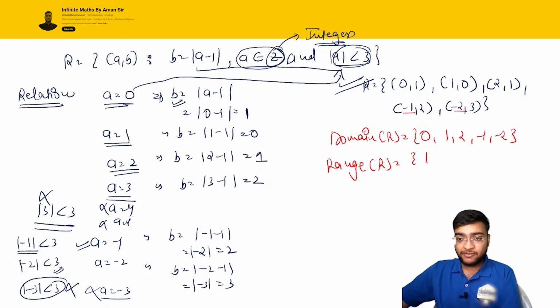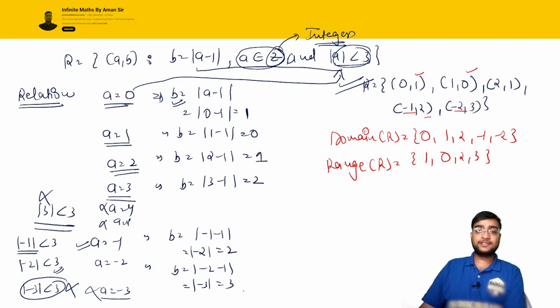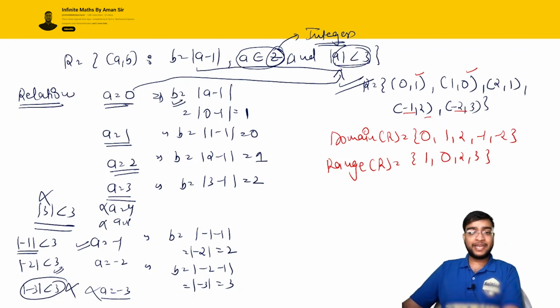Can I take 1? Can I take 0? Can I take 1, then can I take 0? Can I take 1 again? No, sir, because the 1 is already written there. So there is no 1, the other ones also. So I can take 2 here, I can take 3 here. So this is my domain as well as my range here.